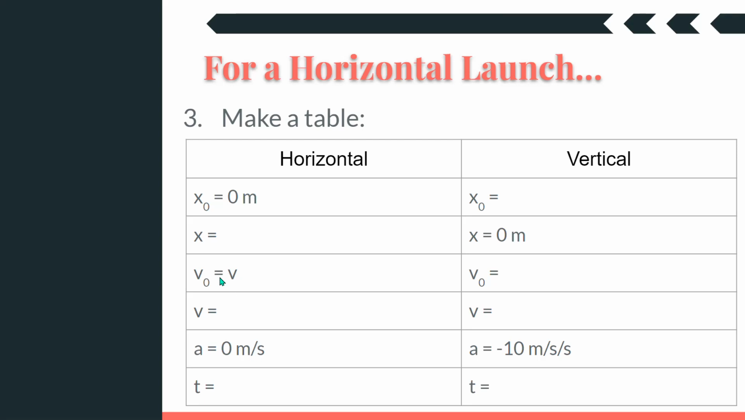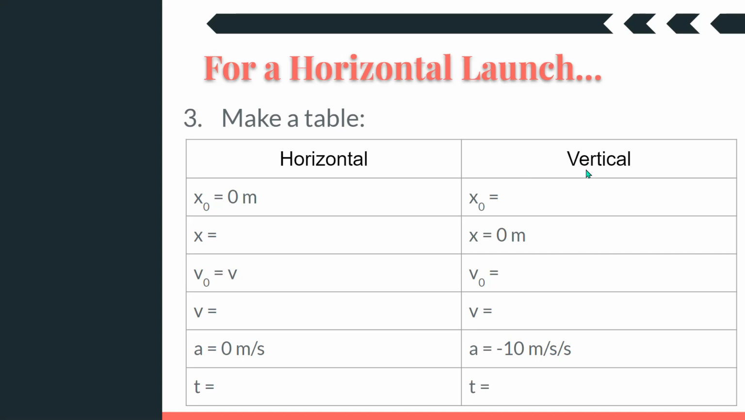The other thing I have in here because of this, because my acceleration is 0, I don't need v naught and v. They're the same. v naught equals v, v equals v naught. It's the same value because the velocity isn't changing. Okay, so whatever you're given, you don't have to find an initial and a final. It's that value the whole time horizontally.